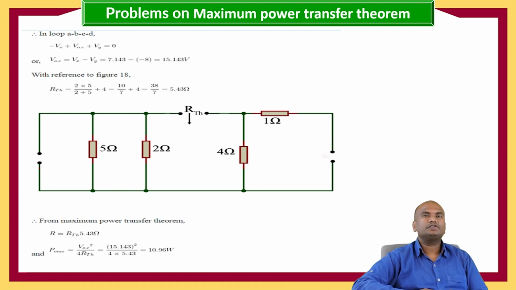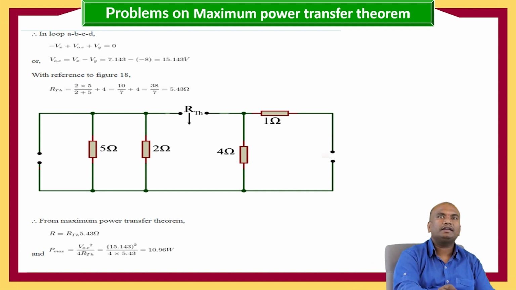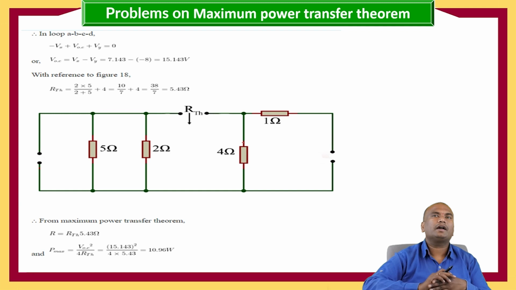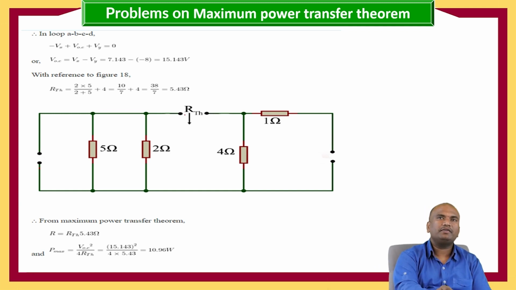With reference to the above figure, first we need to calculate the RTH. Here we have only current sources. So the current sources will be replaced with open circuit, because these two are open circuited. So when it is open circuited, this 1 ohm will not come into our consideration. Only the three resistors, 2 ohms, 5 ohms and 4 ohms will come into our consideration. So here if you see between these two terminals, this 5 ohms and 2 ohms are connected in parallel, and this parallel resistance is connected in series with 4 ohms. That is 2 into 5 by 2 plus 5 plus 4, that is equal to 10 by 7 plus 4, which is equal to 38 by 7, which is 5.43 ohms.